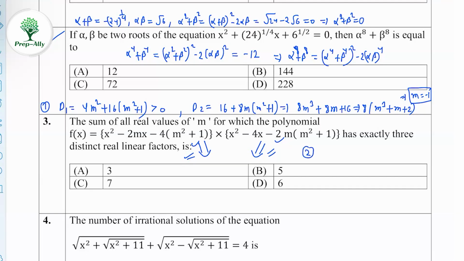Second condition, what will be there? If these two have one common root. So apply the condition for a common root.